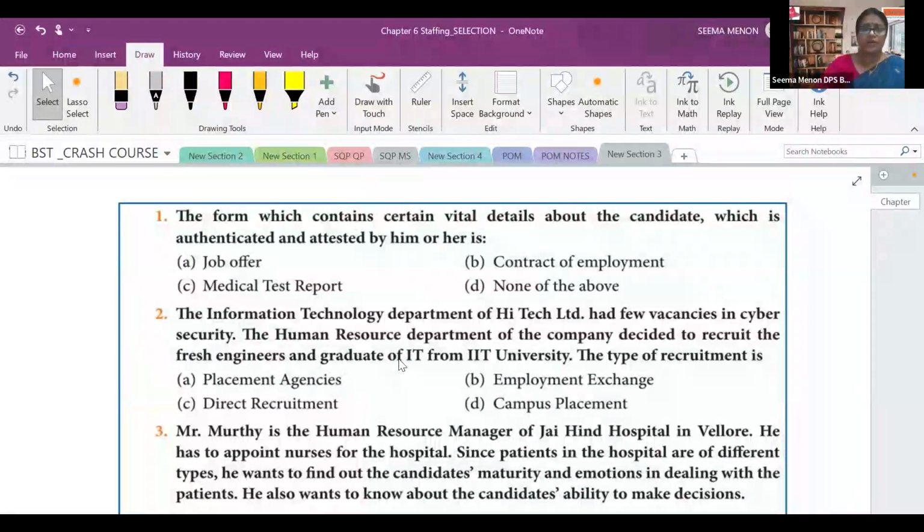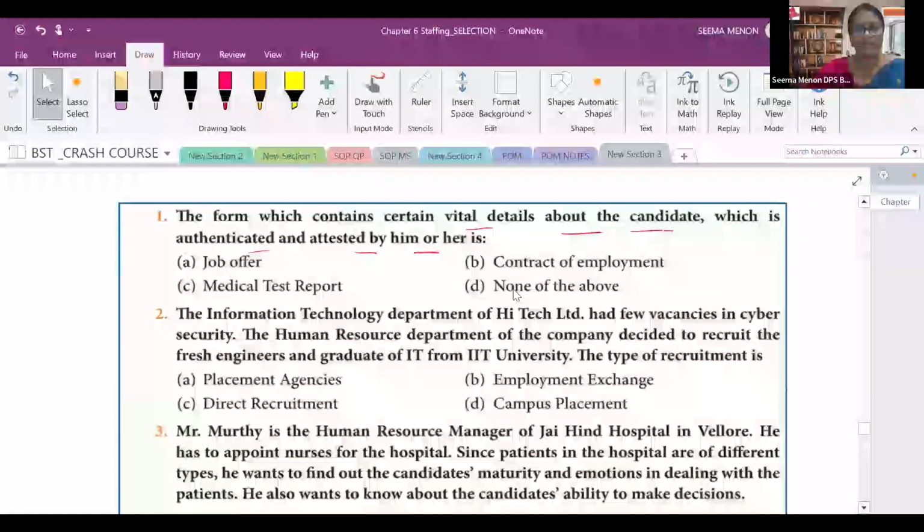See that first one, the form. This is the form which contains certain vital details about the candidate. It is a particular form. It gives information about the candidate which is authenticated and attested by him or her. That they will be giving to whom? They will be giving to the organization. So about the candidate, the job offer, the candidate is not preparing. The candidate cannot authenticate that. The candidate cannot approve that. Okay. So that, the organization will be giving.